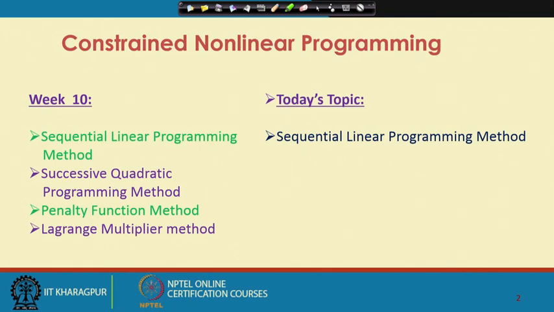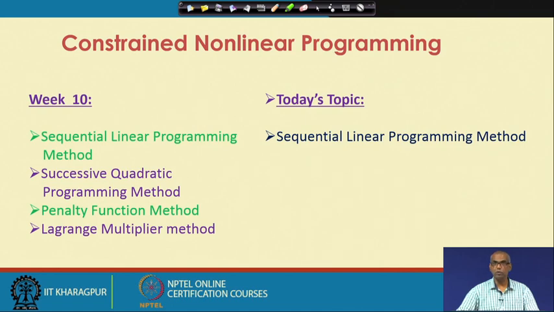So, there are various methods of solving a constrained nonlinear programming problem. Some of the methods that we will talk about are sequential linear programming method, successive quadratic programming method, penalty function method and Lagrange multiplier method. Today we will learn about sequential linear programming method, and as the name suggests, a nonlinear programming problem will be solved by a series of solving linear programming problems.